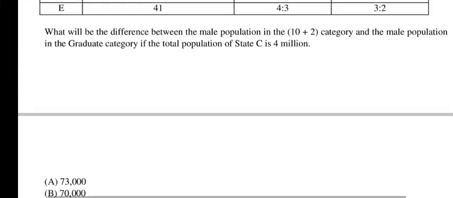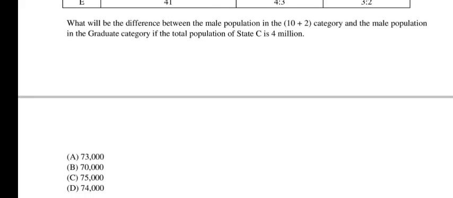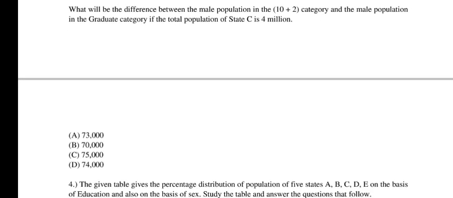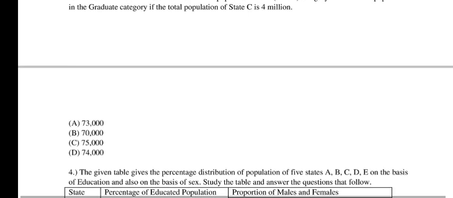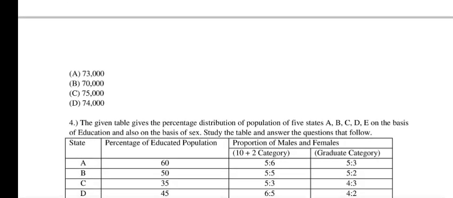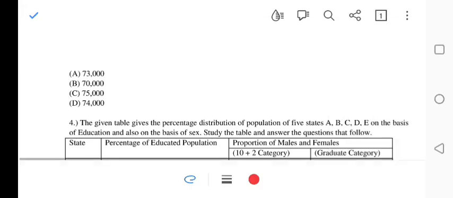Next, number 3 says, what will be the difference between the male population in 10 plus 2 category and the male population in the graduate category if the total population of state C is 4 million? Options: 73,000, 70,000, 75,000, 74,000. So it will be 75,000.